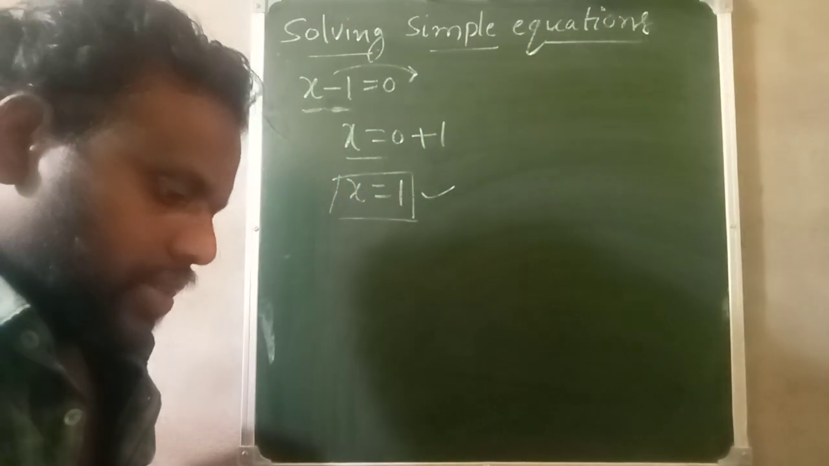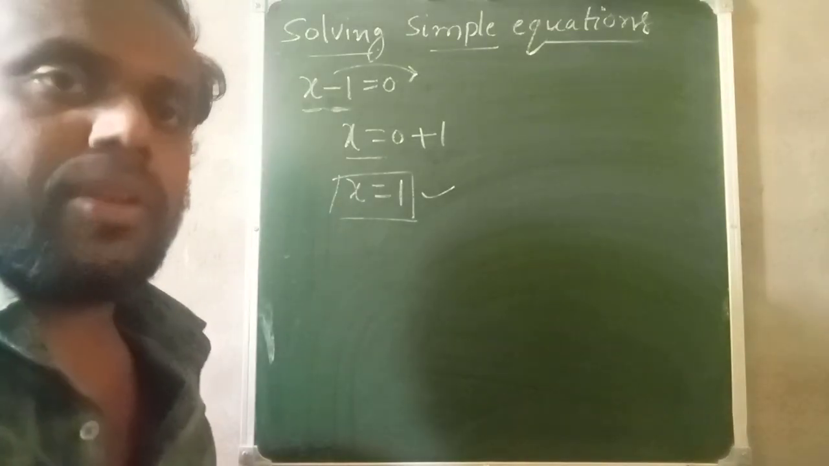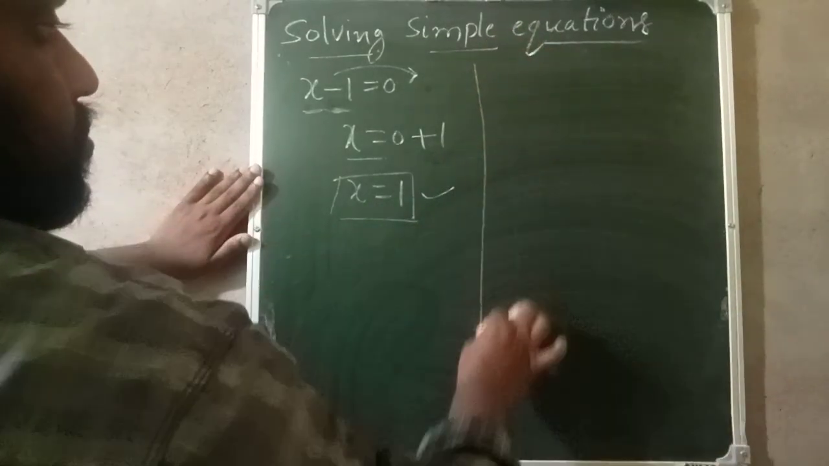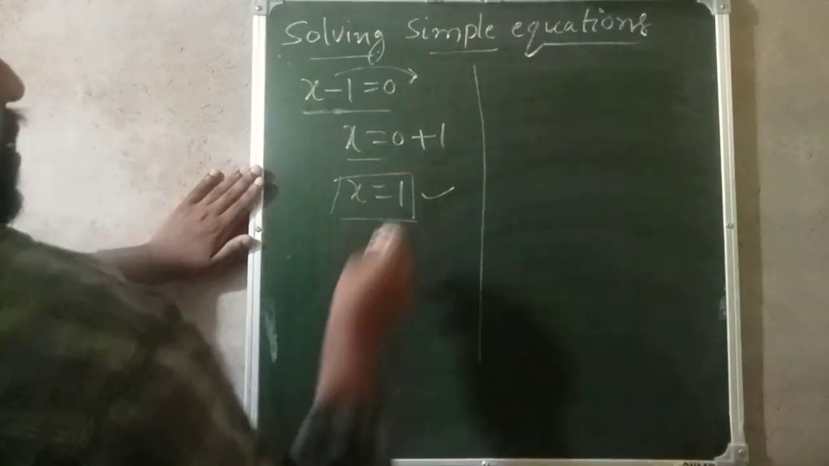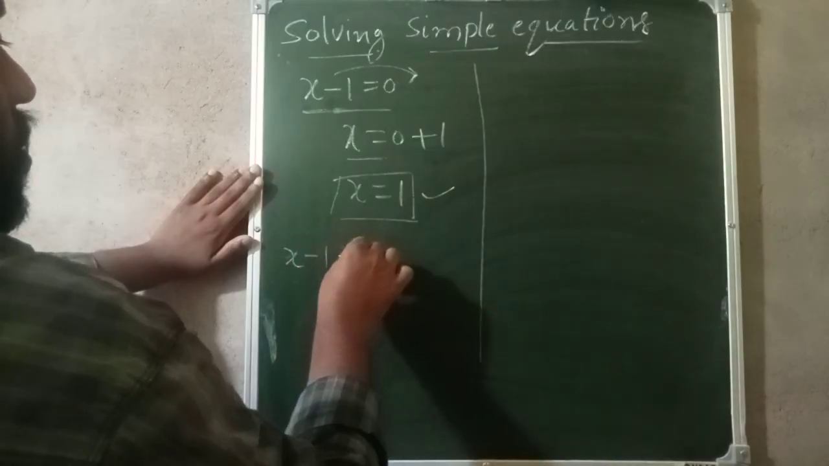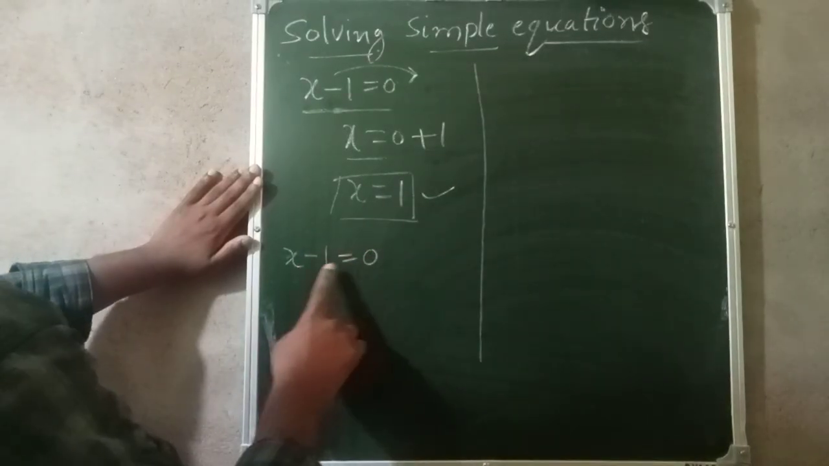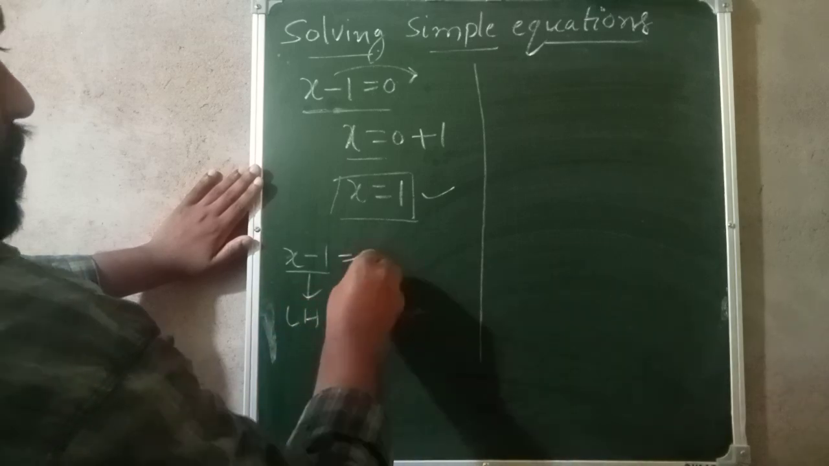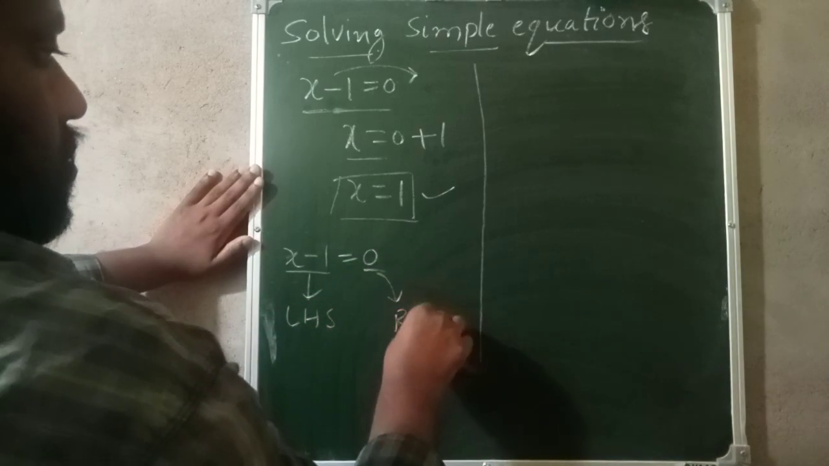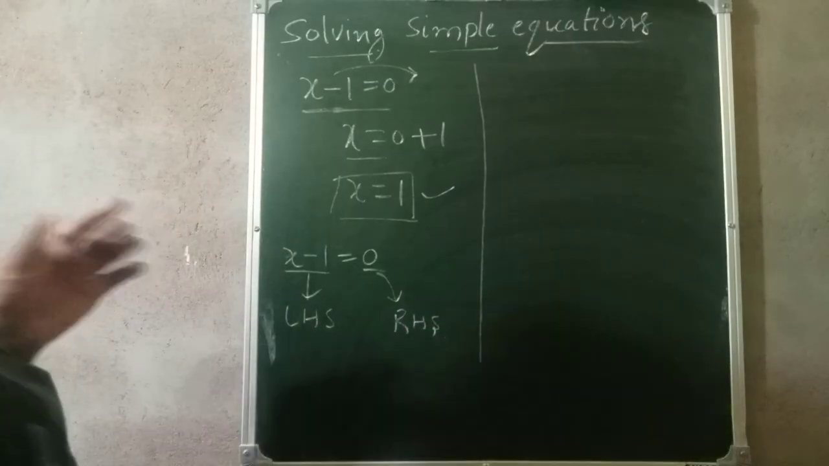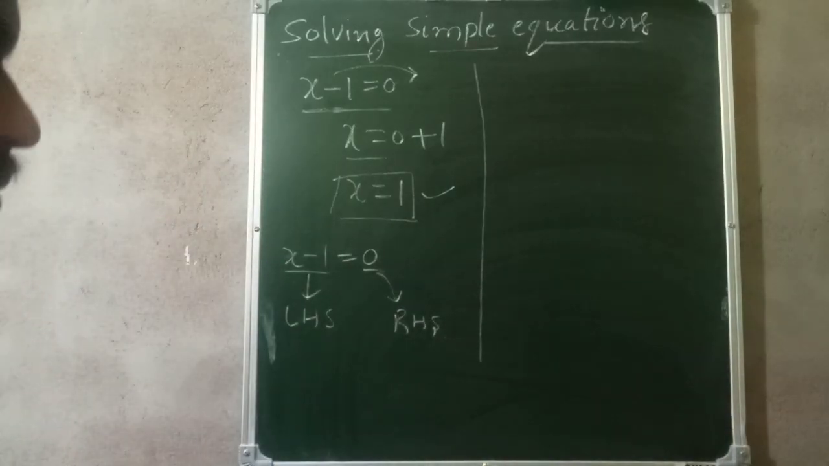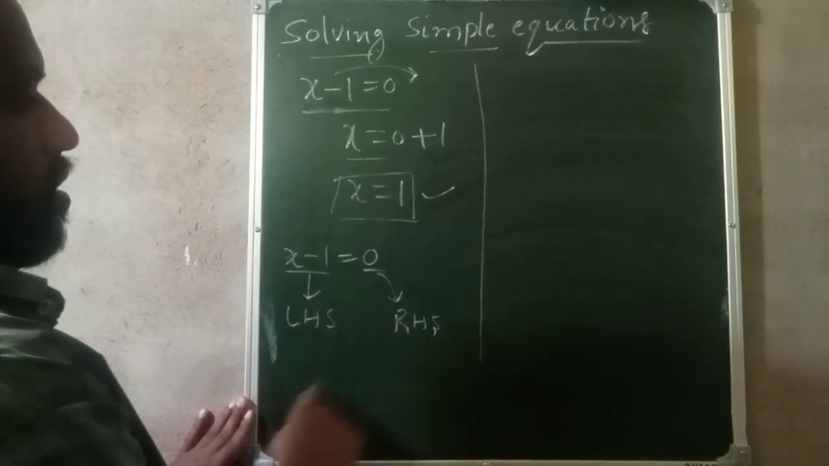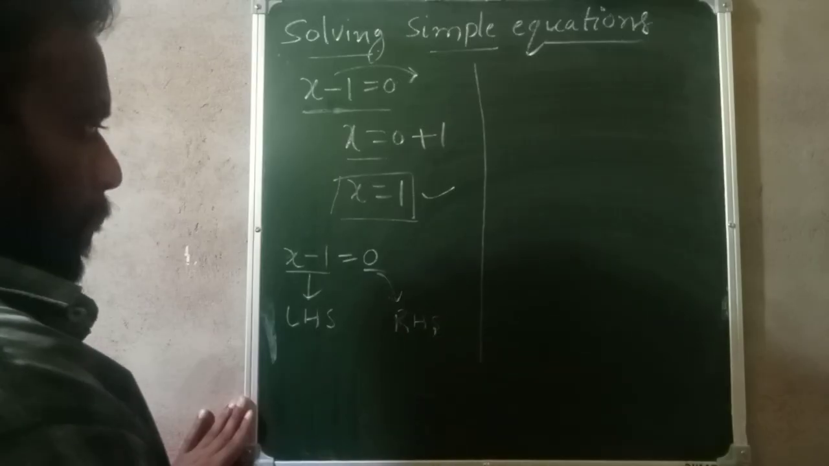Now we will check whether this answer is correct or not. Before that, I will write this equation once again: x minus 1 is equal to 0. Whatever is before the equal sign is the LHS, and whatever is after the equal sign is the RHS. LHS means left hand side, RHS means right hand side.